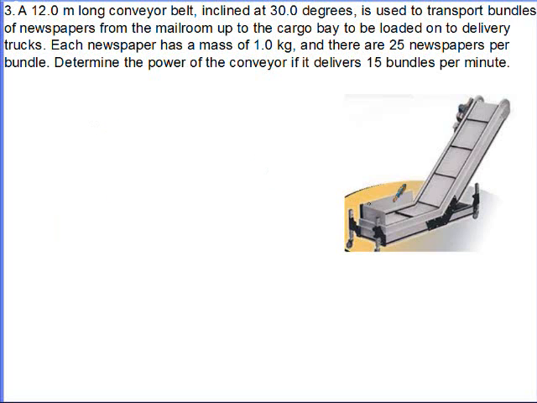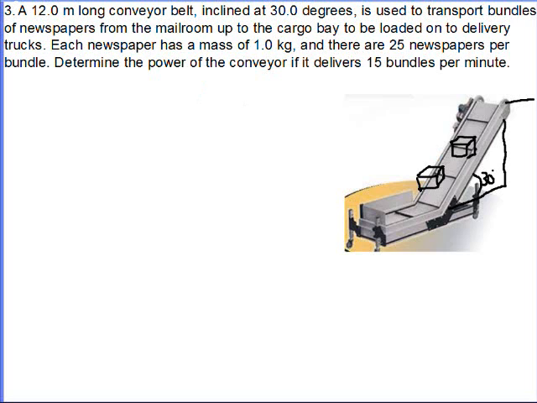Now here I have a little bit more complicated problem. I have a conveyor belt that's inclined at 30 degrees from the horizontal, so that would be a 30-degree angle. And it's used to transport bundles of newspapers from the mailroom, so this would be the mailroom here, to the cargo bay, which is up here. And so we're going to deliver some bundles of newspapers. And the question is, what power needs to be developed in order to deliver those newspapers at the required rate?